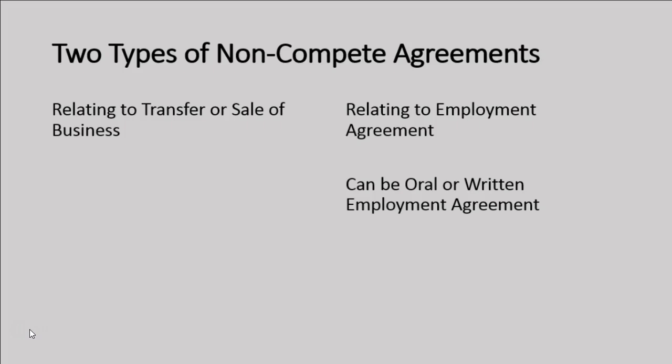Two types of non-compete agreements exist. One relates to the transfer or sale of businesses. We're not going to talk about the non-compete agreements in that context, but we will be focusing on the non-compete agreements within the framework of the employment relationship. And in an employment agreement, for a non-compete restriction to exist, because it's contractual in nature, it can be either oral or written in form.